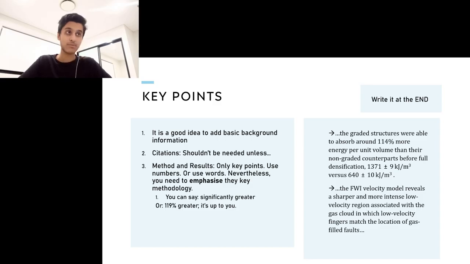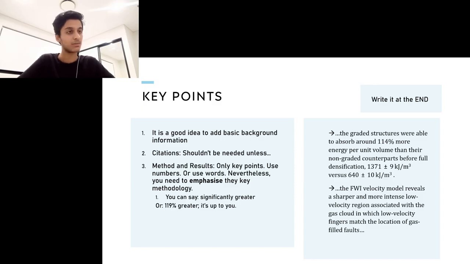So look at the example. The graded structures were able to absorb around 140% more energy per unit volume than their non-graded counterparts before full densification. And then you have the densification numbers. See, that's why they've used numbers to emphasize the key methodology. But sometimes you don't need numbers. Sometimes words place a greater emphasis than the numbers.